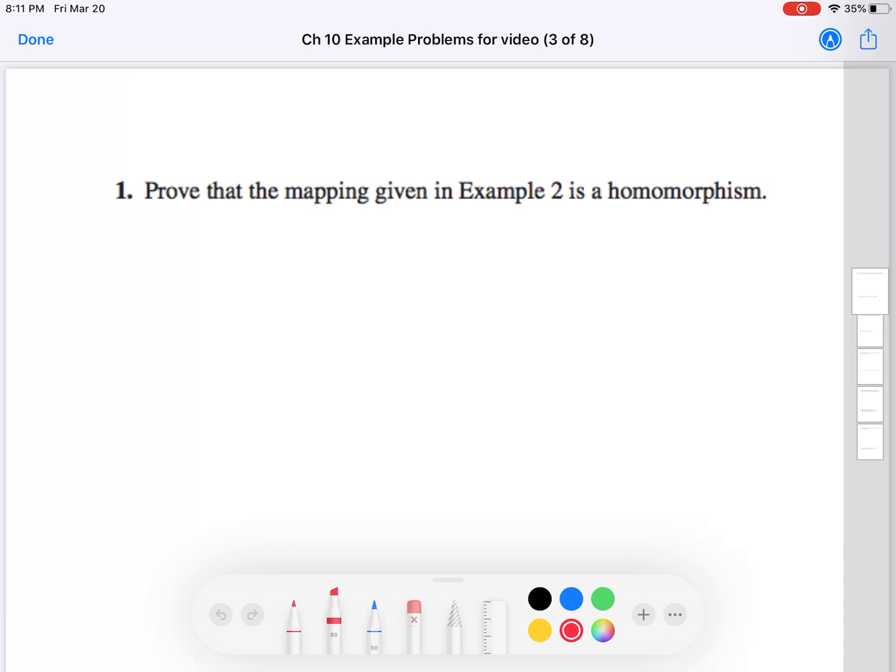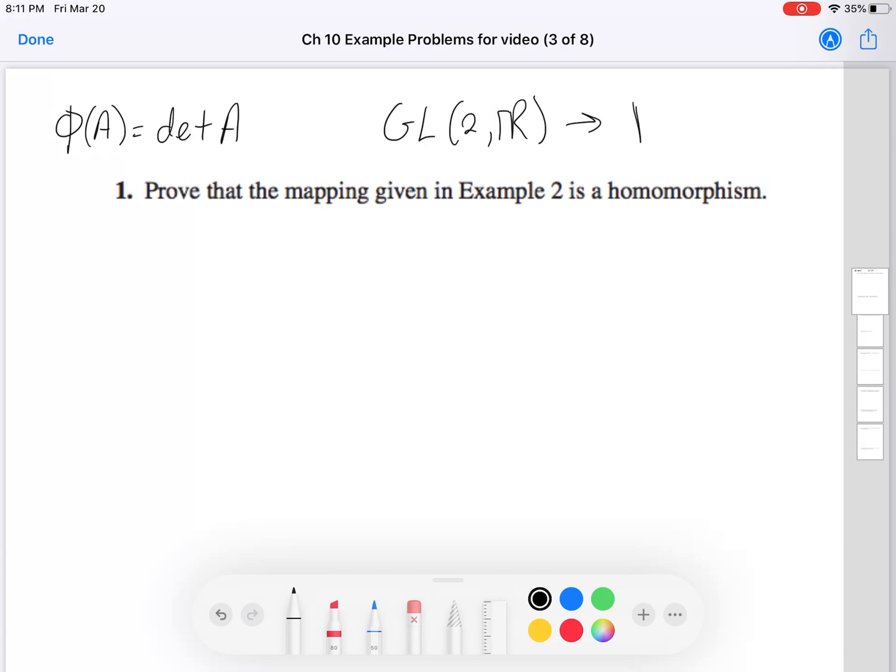The first problem we're going to do is number 1 from chapter 10 in your textbook, and it says, prove the mapping given in example 2 is a homomorphism. So the mapping given in example 2, if you go back and look at it, is phi of A equals the determinant of A. And we are mapping the general linear group of 2 by 2 matrices with real entries to the reals under multiplication.